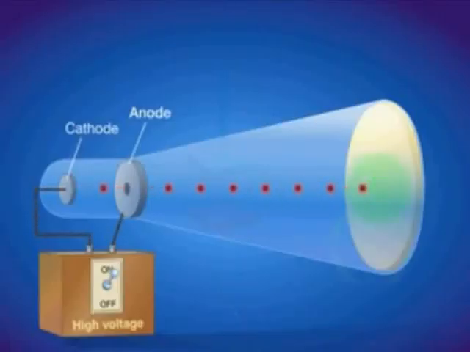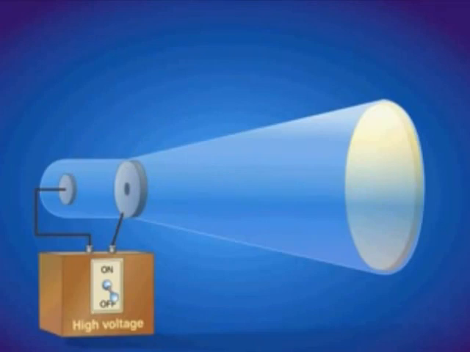Production of cathode rays. Cathode rays are streams of electrons from the cathode to anode produced by thermionic emission. Cathode rays are produced in a cathode ray tube. The cathode ray tube is the forerunner of the television tube. It has a glass tube from which air has been evacuated.